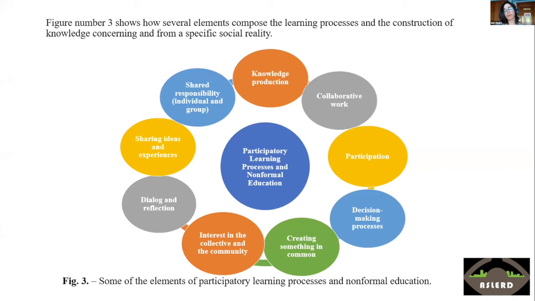So this image shows how several elements compose these learning processes and the co-producing of knowledge. Some of the elements are, for example, knowledge production, collaborative work, shared responsibility, individual and in group, the sharing of ideas and experiences, and creating something in common. So therefore, this learning process should be thought of and applied concerning its multidimensional quality.